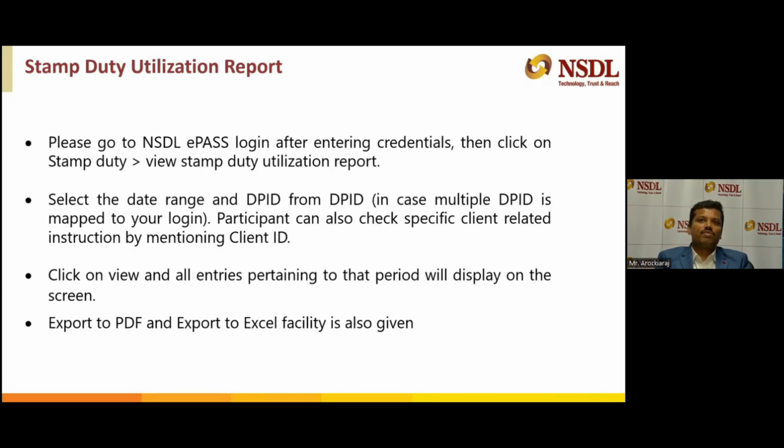Now let us see the process flow for viewing or downloading the stamp duty utilization report. The participant can log into the ePOS website and, after entering the credentials, click on stamp duty, then view stamp duty utilization report. Then they have to select the date range and DPID. Click on view and all entries pertaining to that period will display on the screen. The participant may export in PDF, and the export in Excel facility is also given.